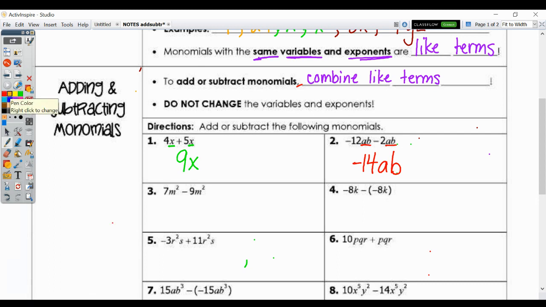Okay, let's look at a couple more. So after the coefficient right here is m squared. After this coefficient, m squared. Since they're the same, I just combine like terms. 7 minus 9 is negative 2m squared.